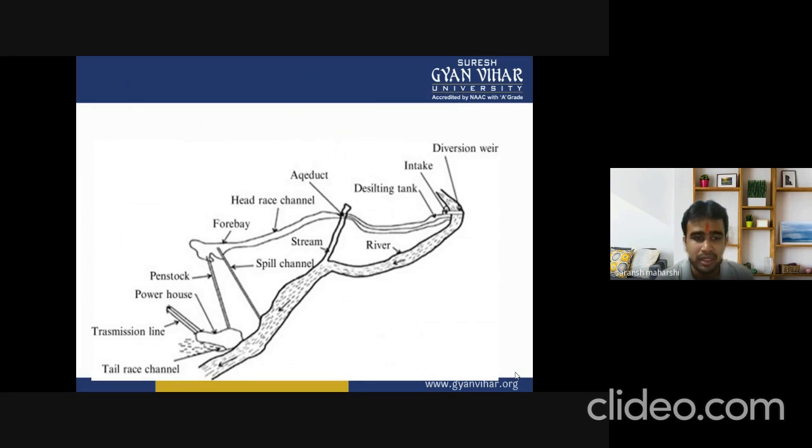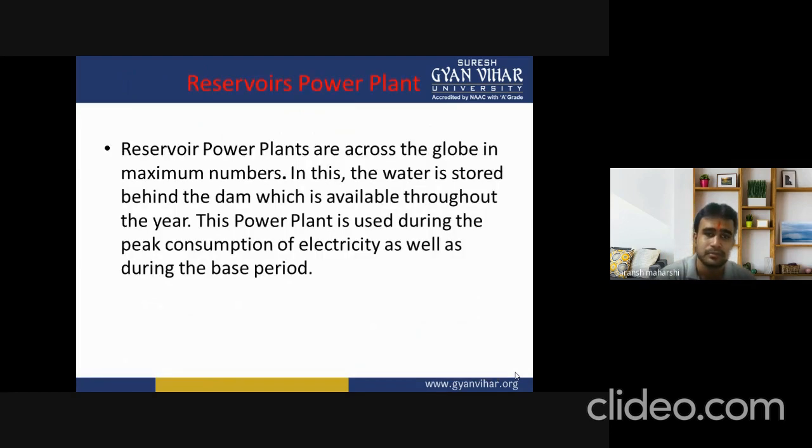topic, where we will consider some components such as the tailrace channel, transmission line, powerhouse, penstock, forebay, headrace channel, stream, spillway, river, and the settling tank.